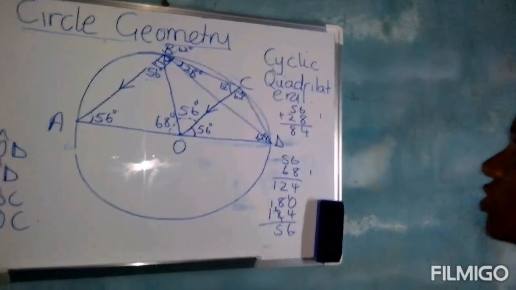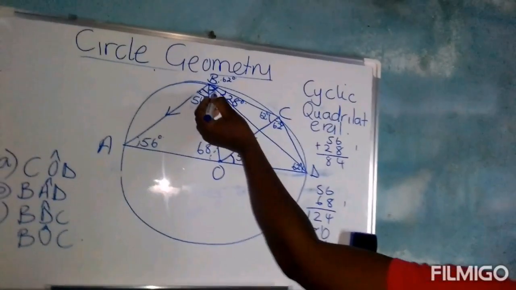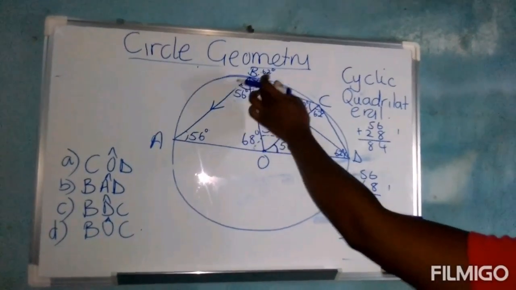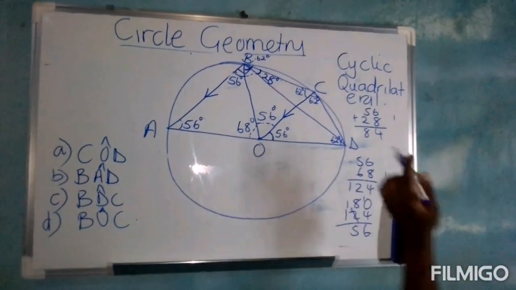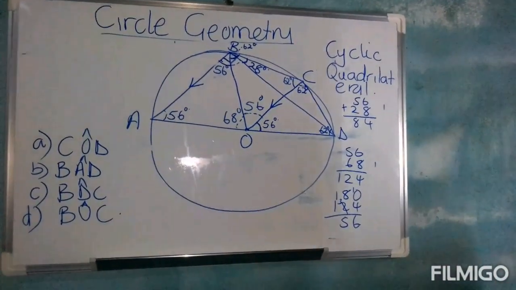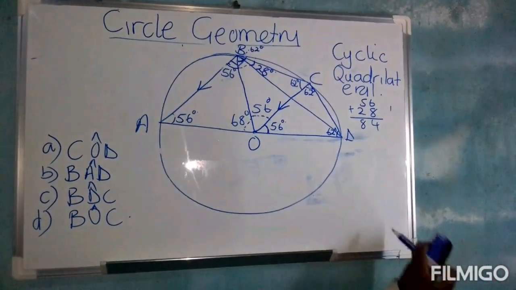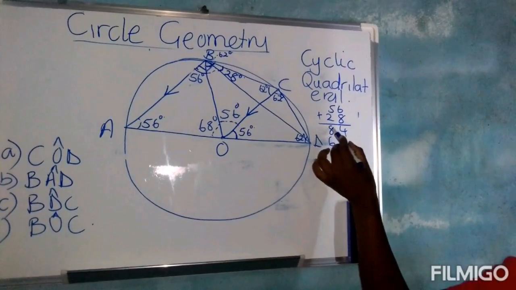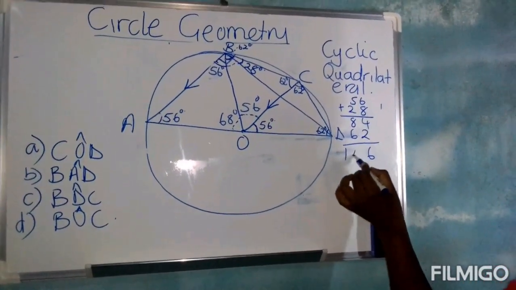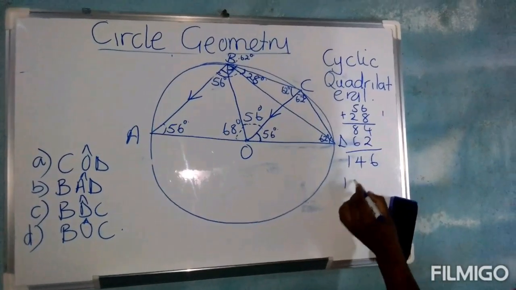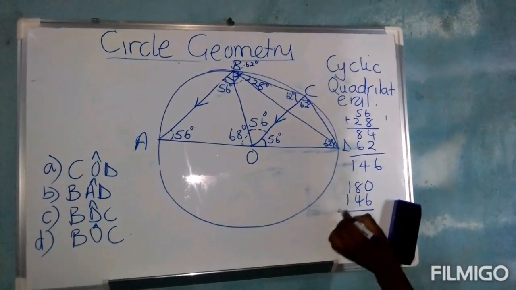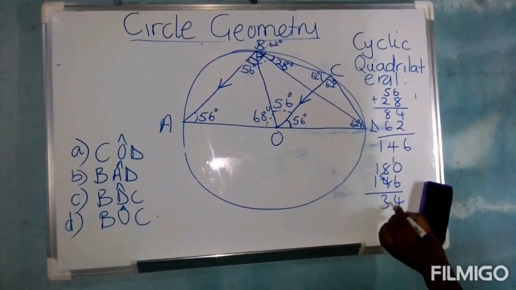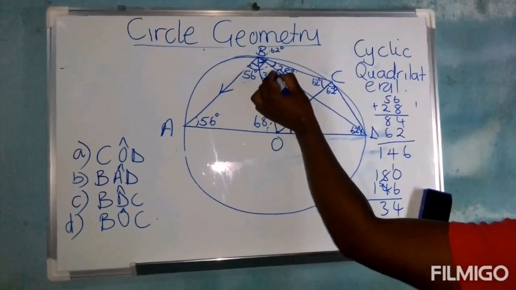Then 84 plus 62, we want to find this angle. So 56 plus 28 is 84, plus 62 plus an angle of 62 there. This becomes 146, and we take it from 180. This is 34 degrees.